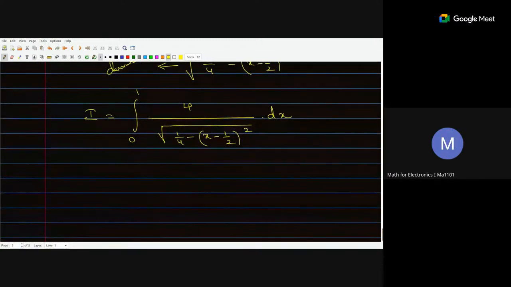Yes. So now we reach this point, but what we know is integral 0 to 1, 1 by root 1 minus x square dx, which is pi by 2. Now this is still something like 1 by 4 minus x minus half whole square. Give me a good substitution that will bring us something like root 1 minus x square kind of form in the denominator.